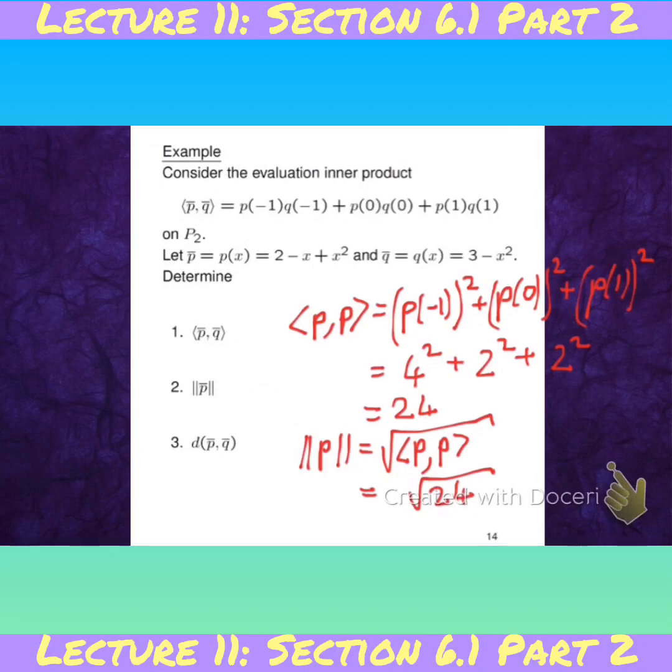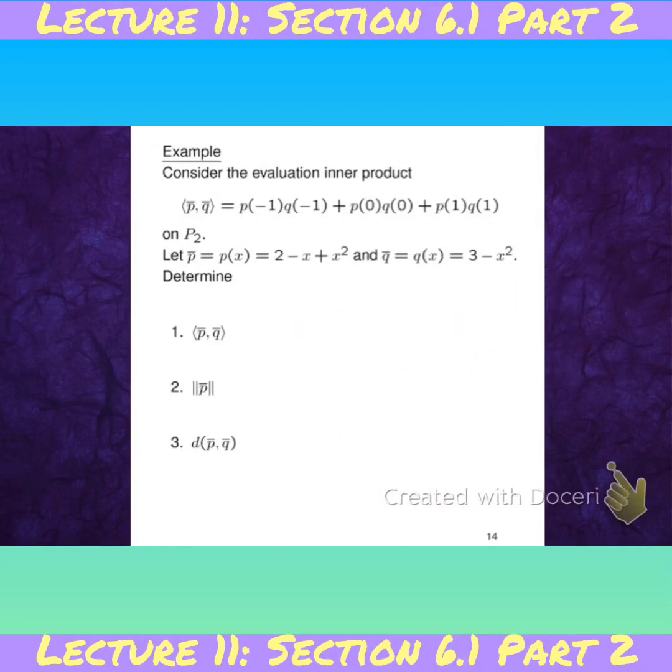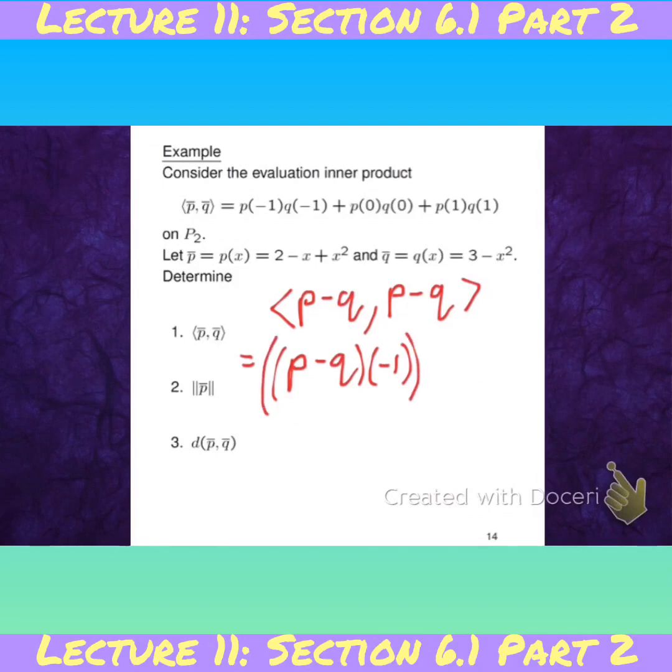Right, and then the distance between P and Q, that is also not difficult to work out. To do that, we need to find the inner product of P minus Q with itself. Okay, and so that is going to be, by definition, the function P minus Q at the point minus 1, multiplied with the function P minus Q at the point minus 1, and that is going to be that function at the point, squared. Then you're going to have the function P minus Q at the point 0 multiplied by the function P minus Q at the point 0, so that is going to be that squared, and then again the function P minus Q at the point 1 multiplied by the same thing, which is going to be squared.